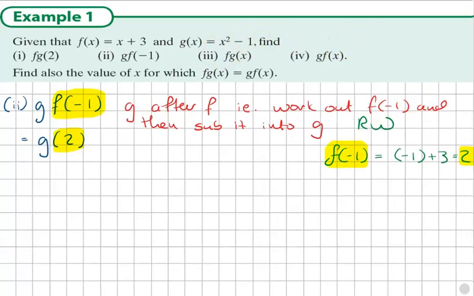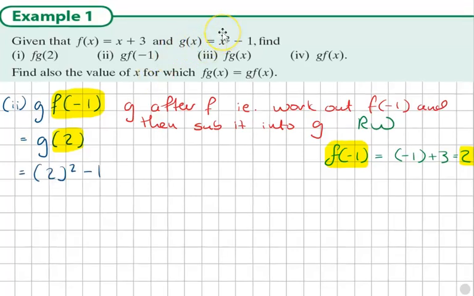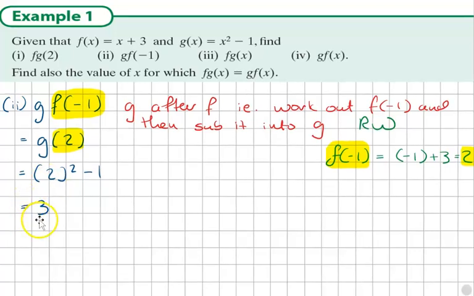So g of 2. So we go up to our function g of x, so x squared minus 1. Replace the x with a set of brackets and put 2 into the brackets. So we get 2 squared minus 1, which gives us 3. So g after f of minus 1 is 3.